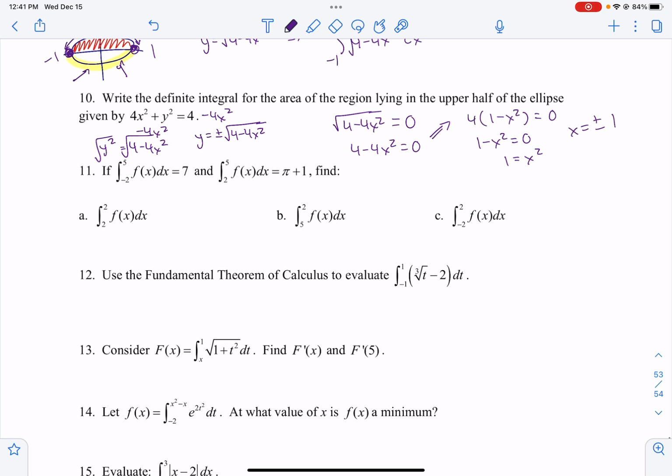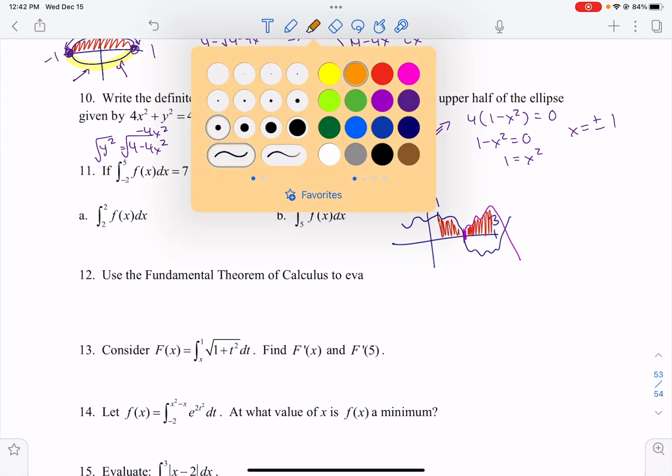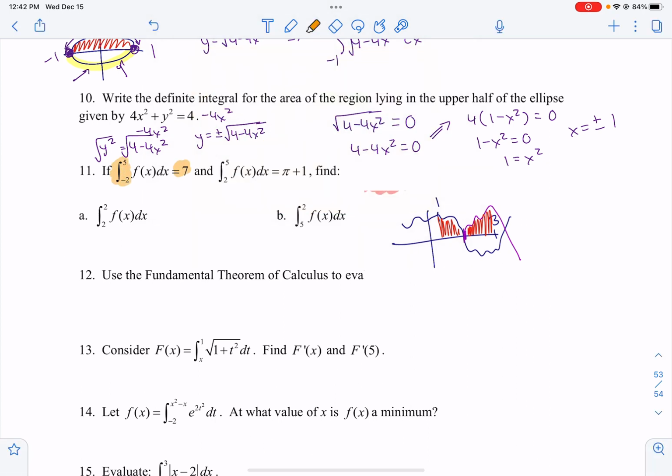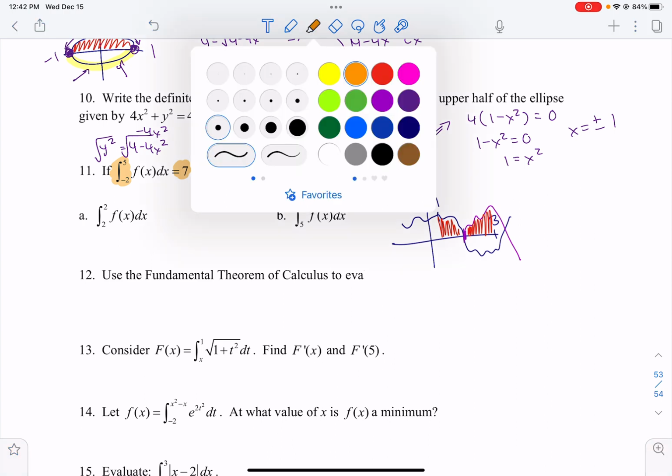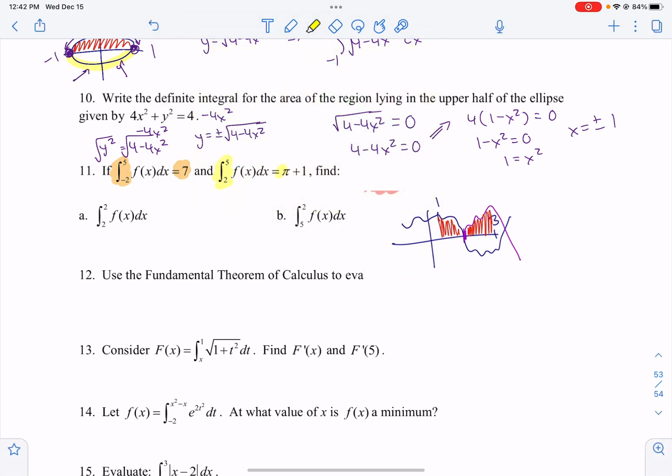Okay, number 11. If the integral from negative 2 to 5 is 7 and from 2 to 5 is pi plus 1, it wants me to find these three different definite integrals. So I want to focus on the fact that from negative 2 to 5 is 7, and from 2 to 5 is pi plus 1. When I look at what just happened, this is old stuff. We don't want that anymore.